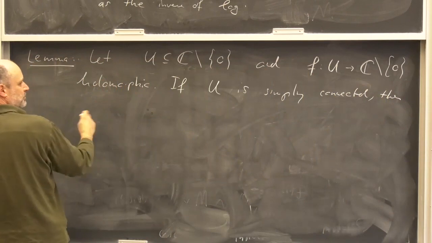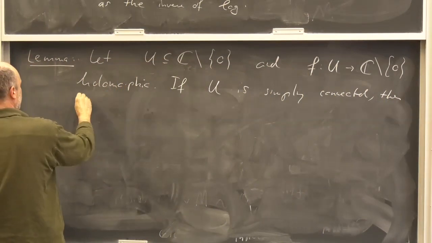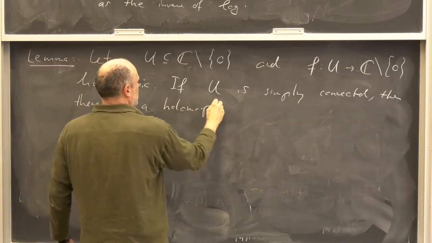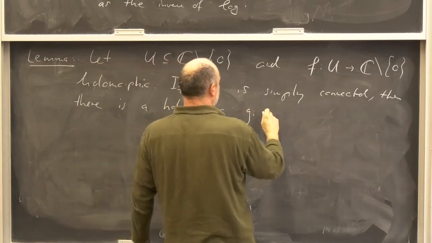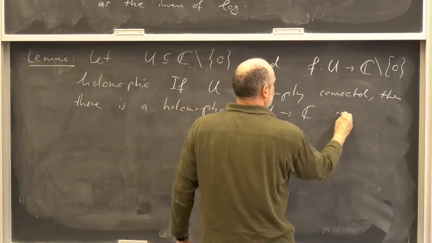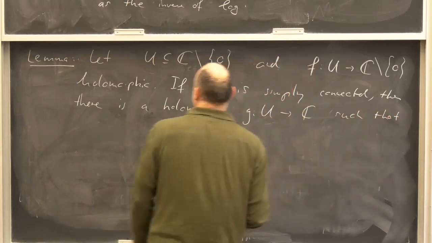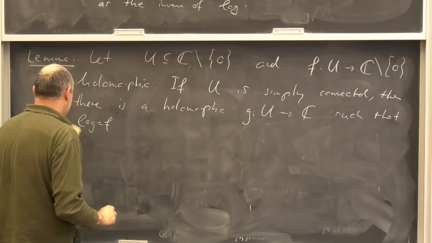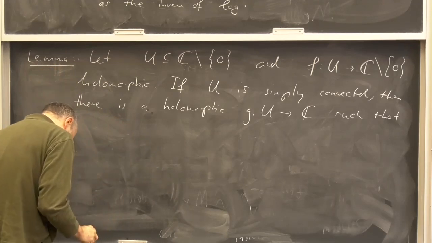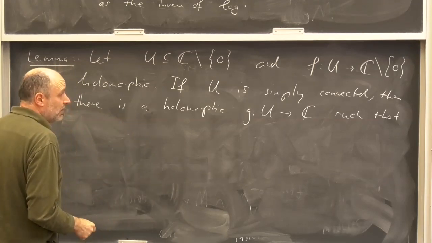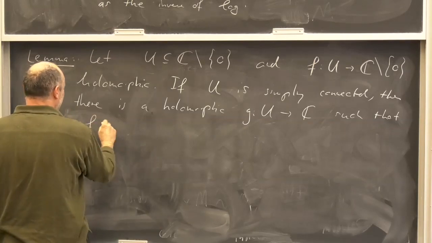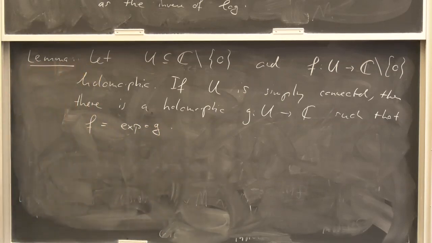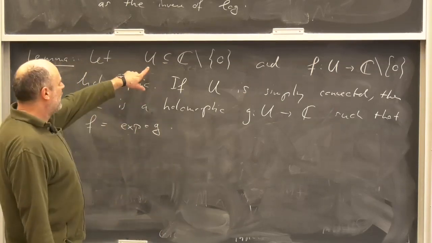So if U is simply connected, then there's a holomorphic g on the same U such that f is equal to e to the g, that is, f equals exp composed with g. So how do you prove this?